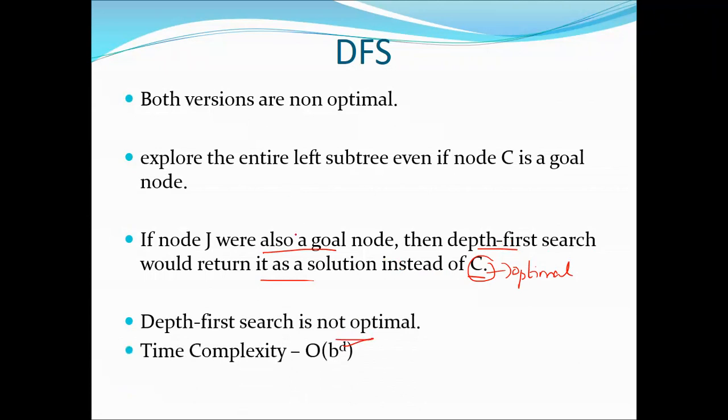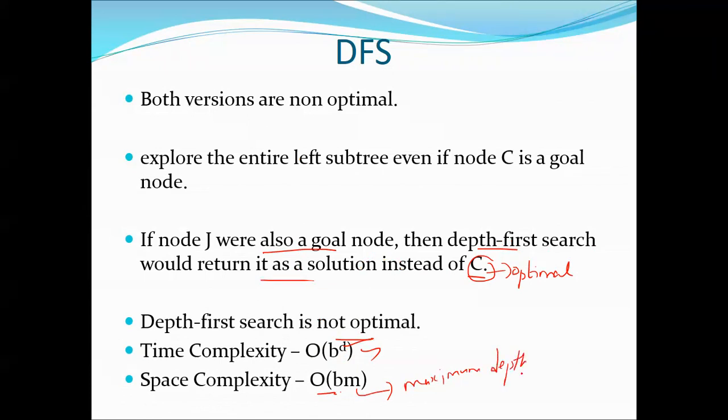And the time complexity of DFS is order of b to the power d, which is the same as that of BFS. And the space complexity is order of bm, where b is the branching factor and m is the maximum depth of the tree, whereas d represents the depth at which the solution is available. So space complexity is not of exponential order; it is of linear order.